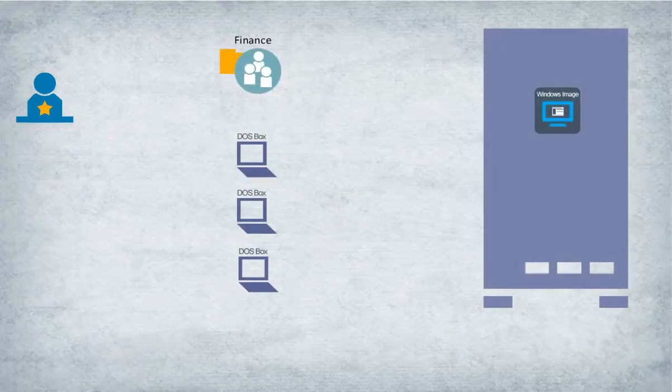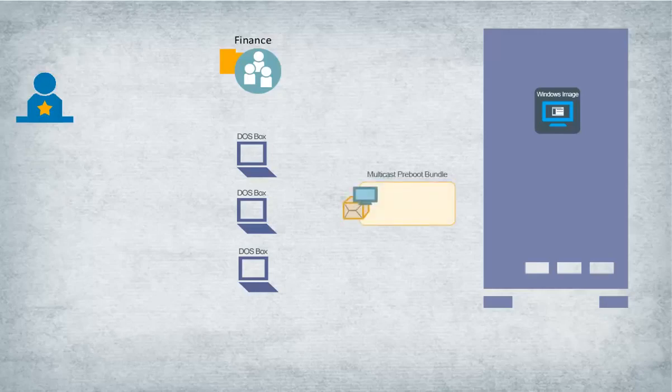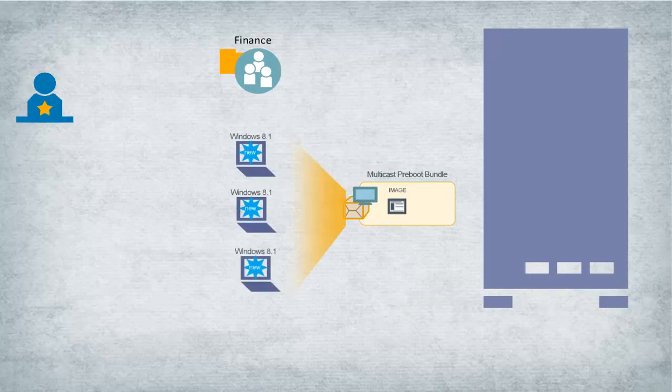Next, David wants to restore images to the finance team's devices. To do this, David creates a Multicast Preboot bundle with the master image in it. He restores the master image to the finance team's devices through a Multicast Preboot bundle in less time.